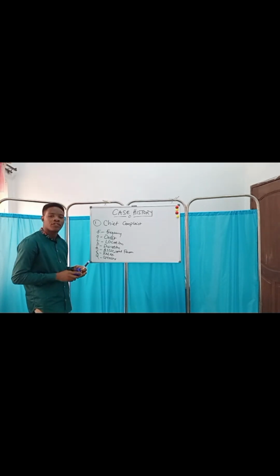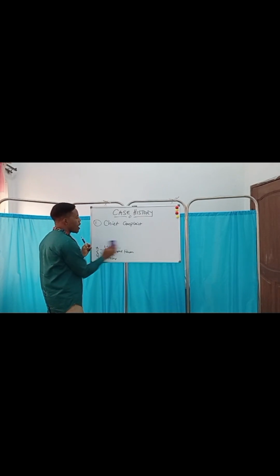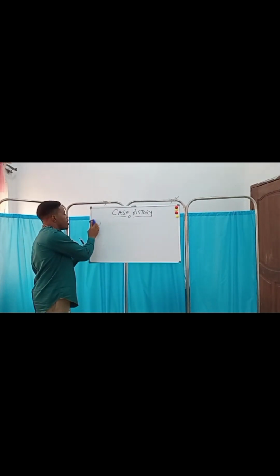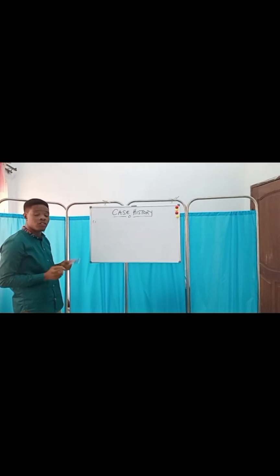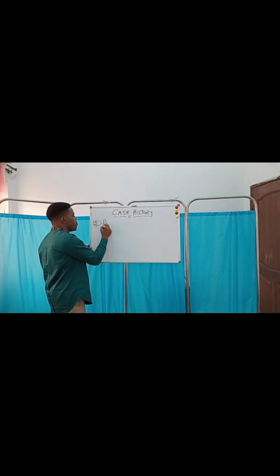Now, the next component of your case history is what we call the patient's ocular history. So number 2 is the patient's ocular history. The patient's ocular history involves, one, you ask the patient, does he wear glasses? And for how long has he been wearing glasses?